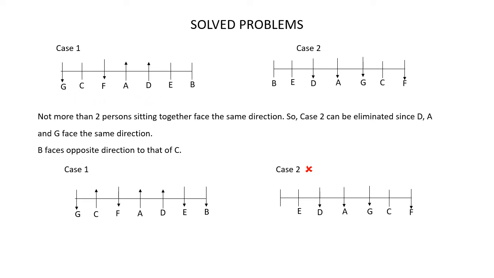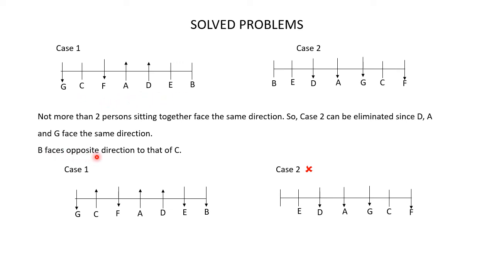Now case 1 looks like this and case 2 looks like this. It's given that not more than two persons sitting together face the same direction. Now you can see here that in case 2, D, A and G are facing south. So 3 persons are facing the same direction. So case 2 can be eliminated. Now you're left with only case 1.